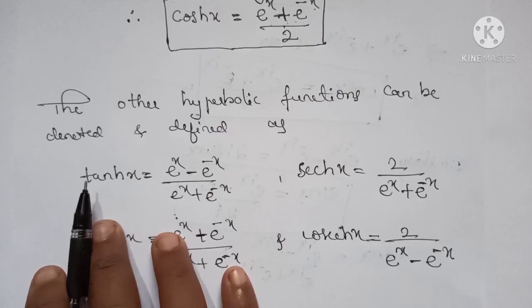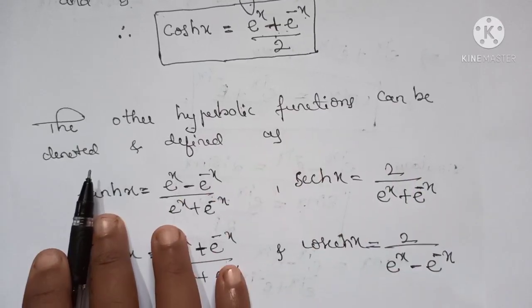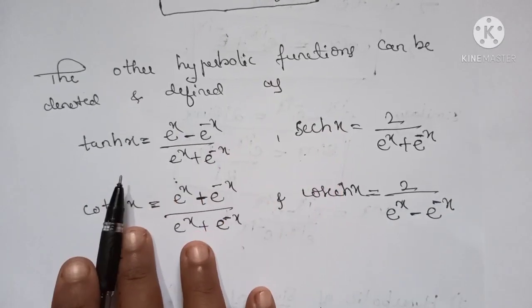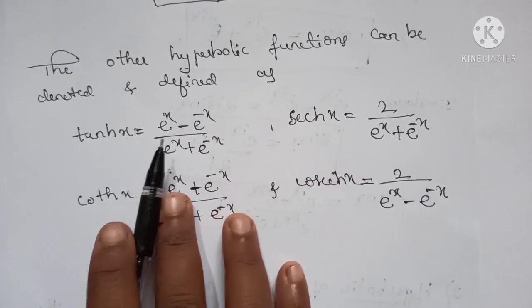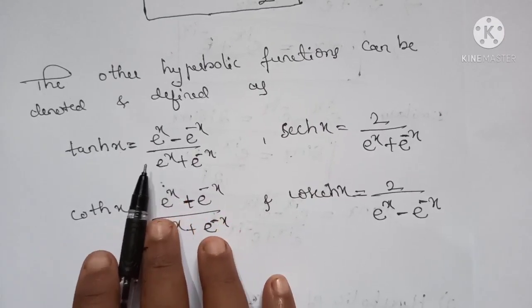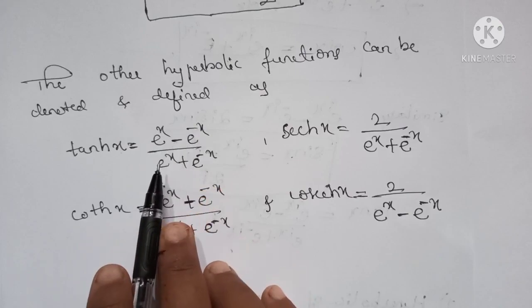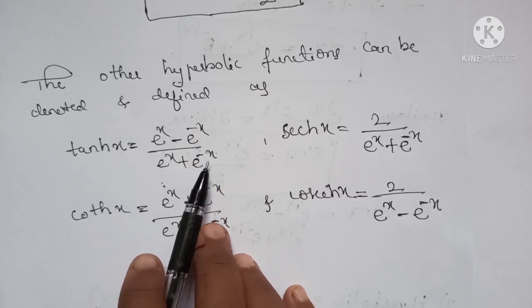So from these two hyperbolic functions we can define other hyperbolic functions. Tan hx, we know that it is sin by cos, therefore by taking sin by cos we get tan hx equals e raised to x minus e raised to minus x divided by e raised to x plus e raised to minus x.